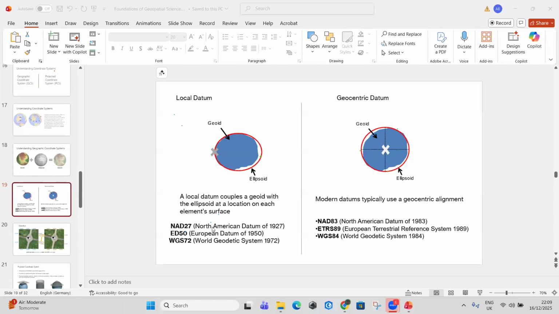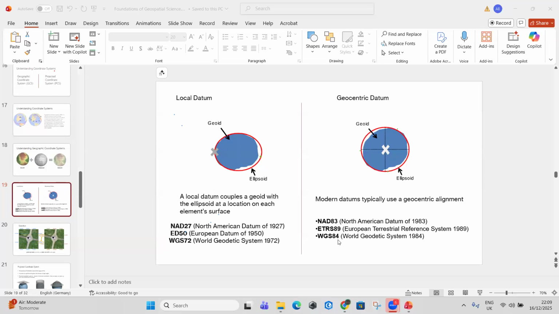Now for a local datum, I will give some examples. One is NAD 27, ED50, WGS 72. And then there are geocentric datums: NAD 83, ETRS 89, WGS 84.